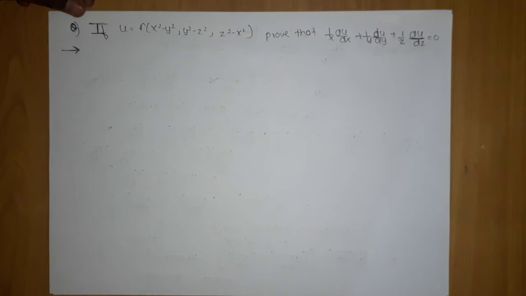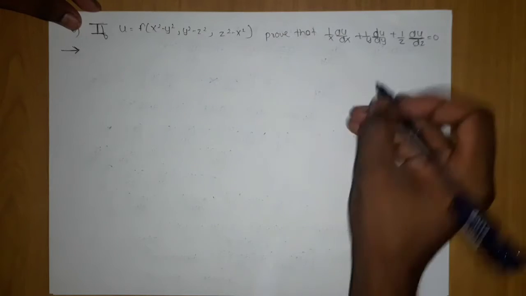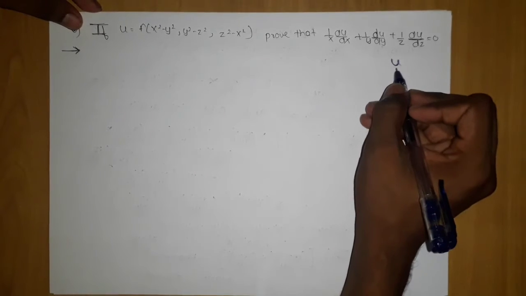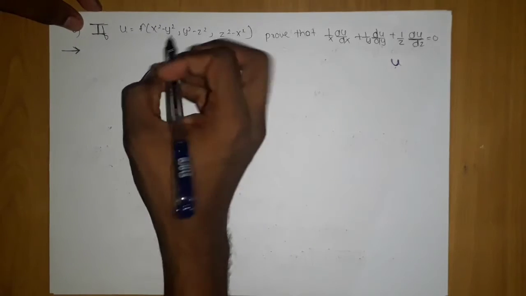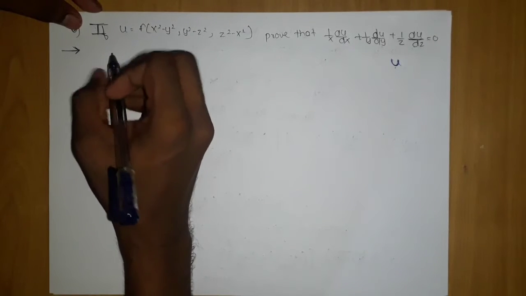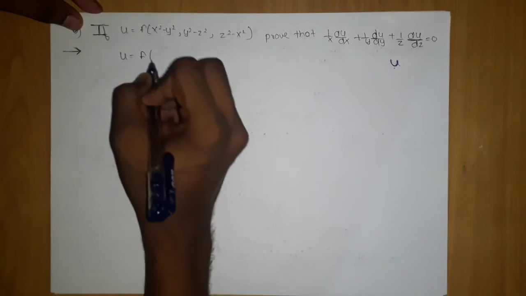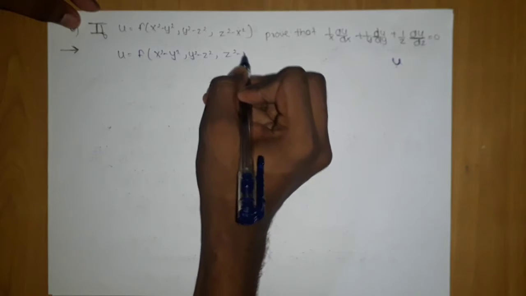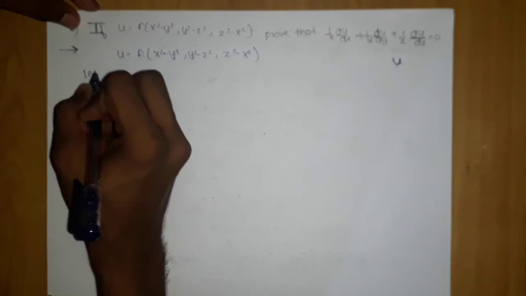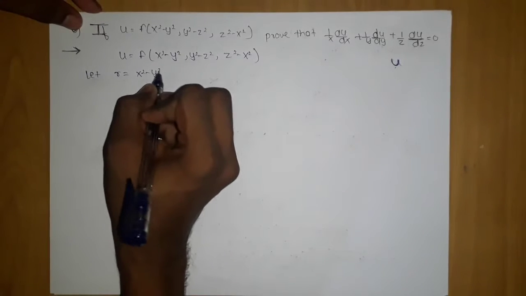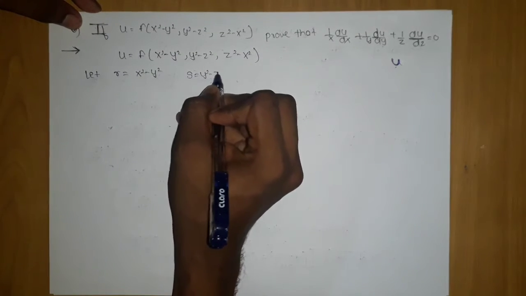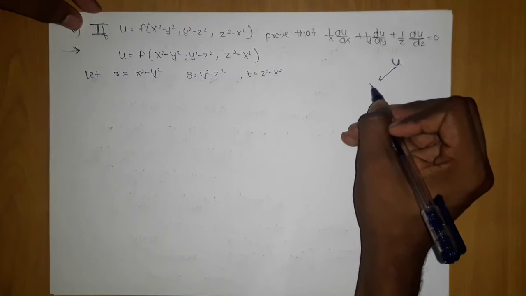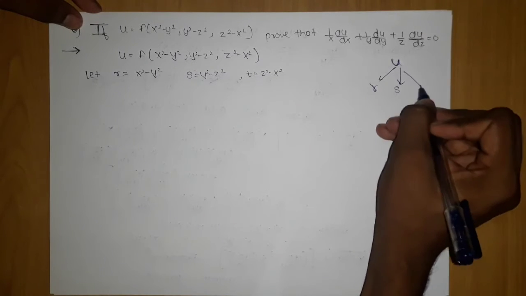Now this is a new variety of question where you will not know your middle functions. First job is to draw the chart. We know our central function is u, but here you will not be able to know the middle functions, because you have to consider them. First write the given thing: u equals f of x square minus y square, y square minus z square, z square minus x square. Then consider r equals x square minus y square, s equals y square minus z square, t equals z square minus x square. The middle functions are r, s and t respectively.